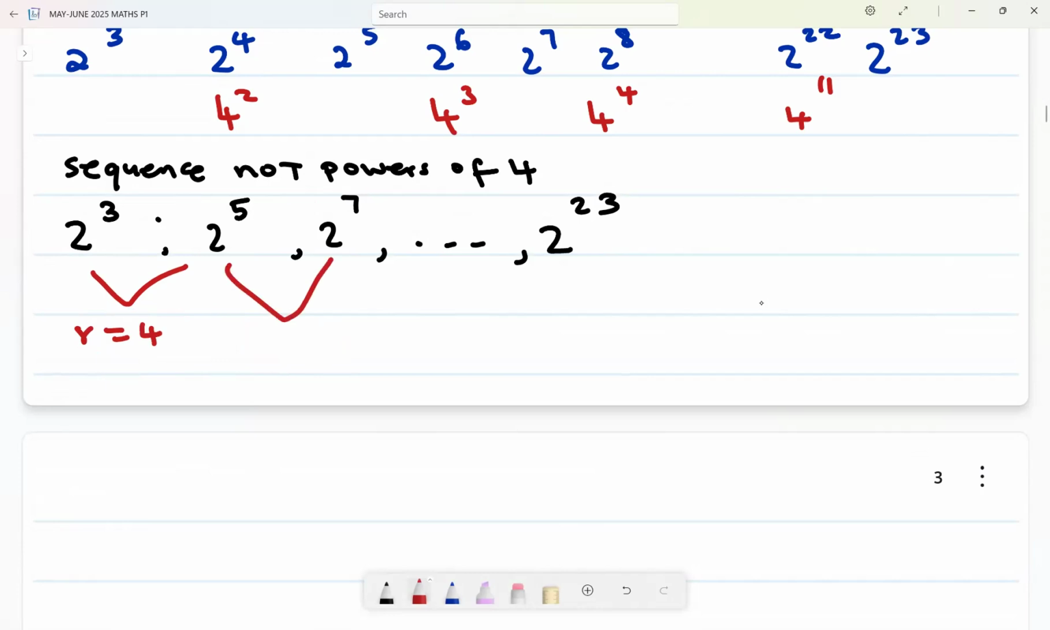From here to here, is it the same? 2 to the power of 7 over 2 to the power of 5, 2 to the power of 7 minus 5, it is 2 squared, it is 4. It's the same. So the value of r is 4, and the value of a is 2 to the power of 3, which is 8.